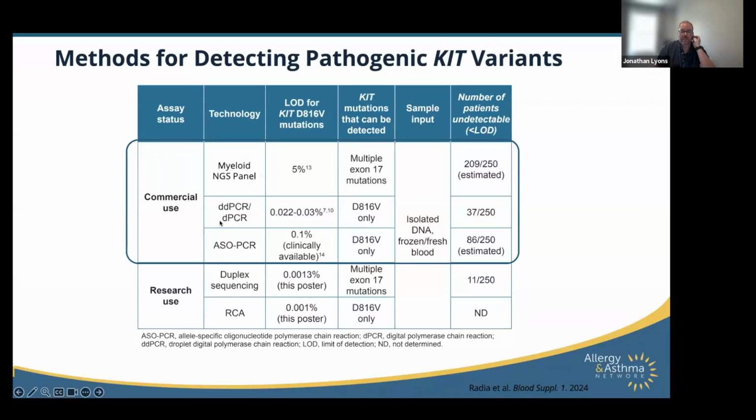The next one, actually, I'm going to skip down to the ASO PCR. That's allele-specific PCR. That's what used to be used, and that used to be the gold standard. And you can see it's an improvement on NGS, but we're still only at 0.1%. So that's still one in 1,000 samples, and that's still insufficient.